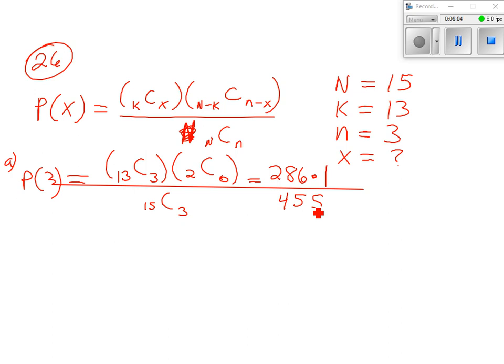So what's 286 times 1? That's not real hard. 286. Then we're going to divide that by 455. So just 286 divided by 455. 0.628.